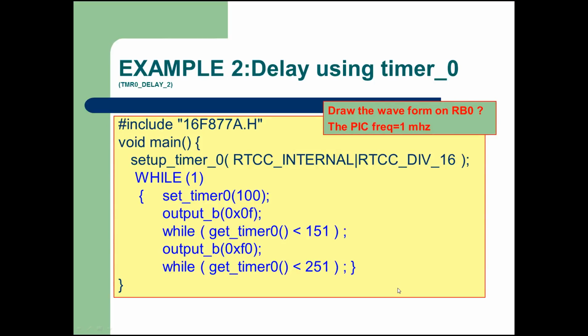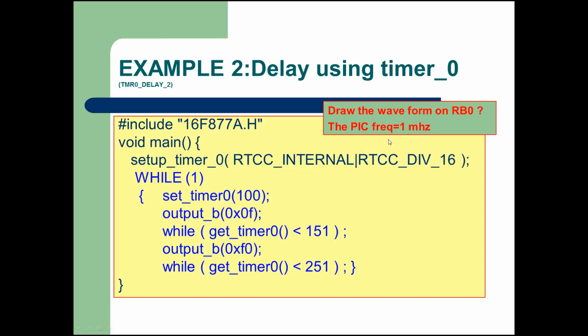Bismillahirrahmanirrahim. Assalamu alaikum. This is the second example on how to use Tmr0 to create a delay. In this example, the clock frequency is given to be 1 megahertz.